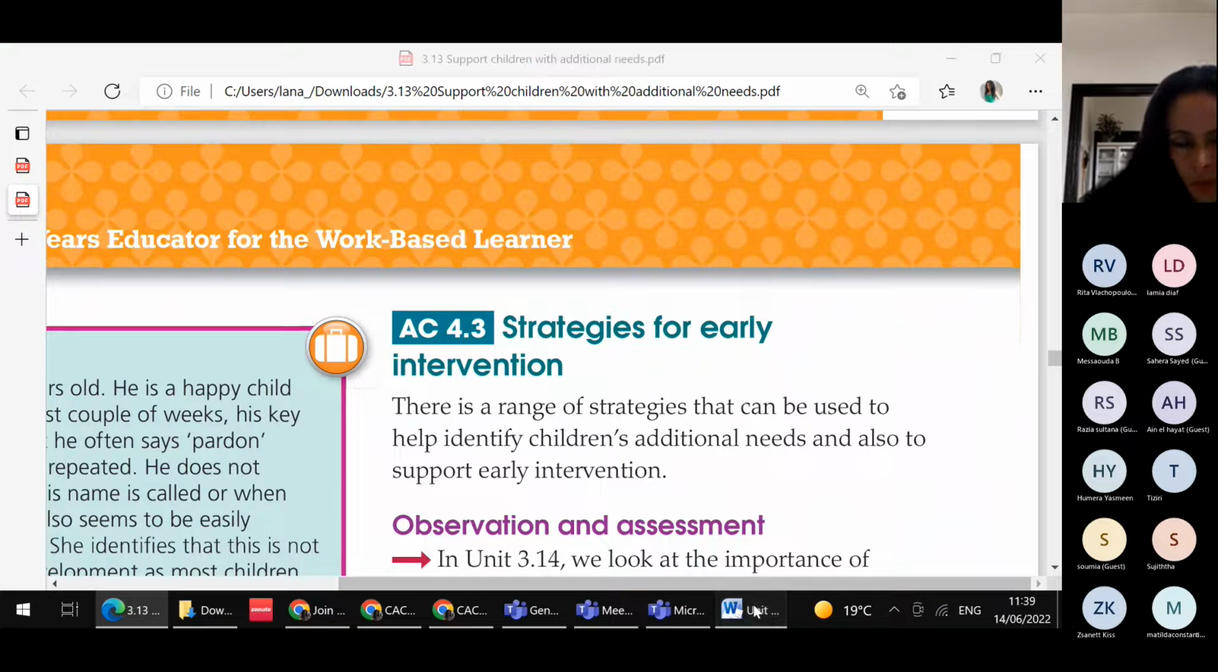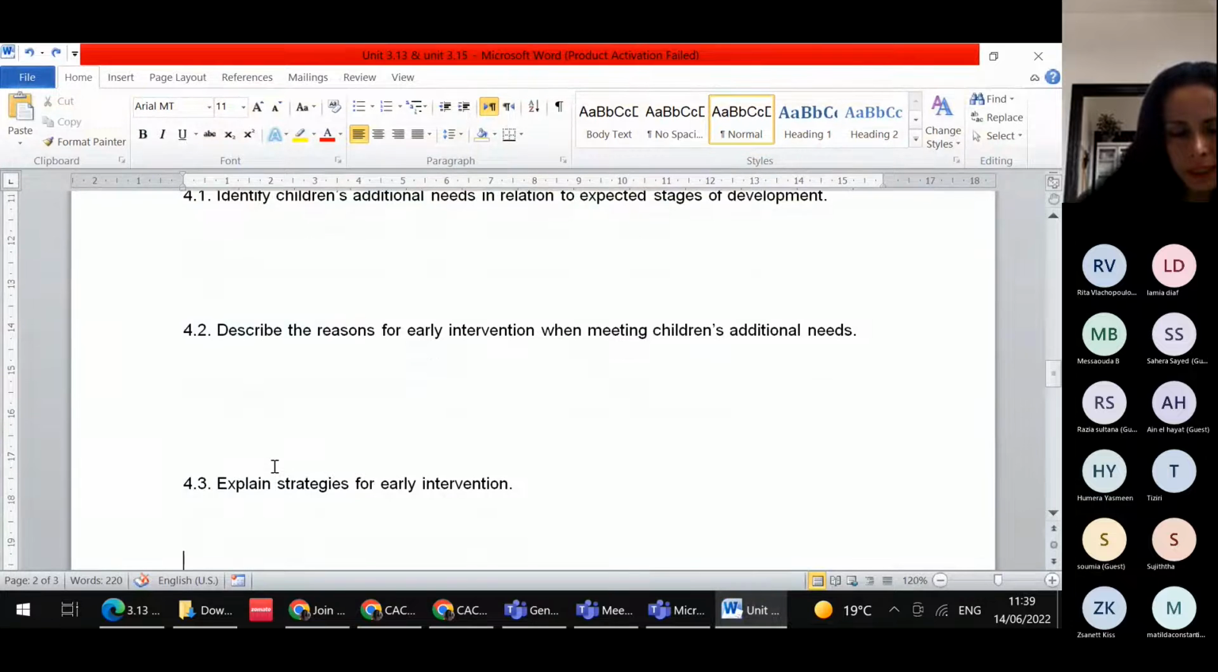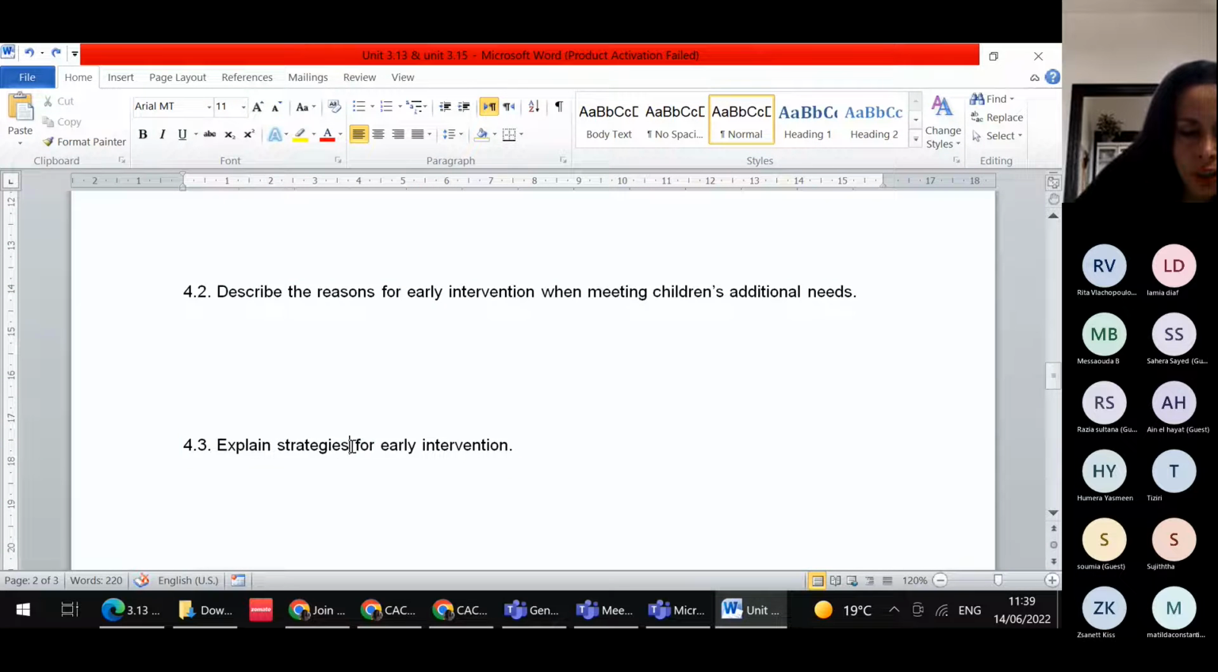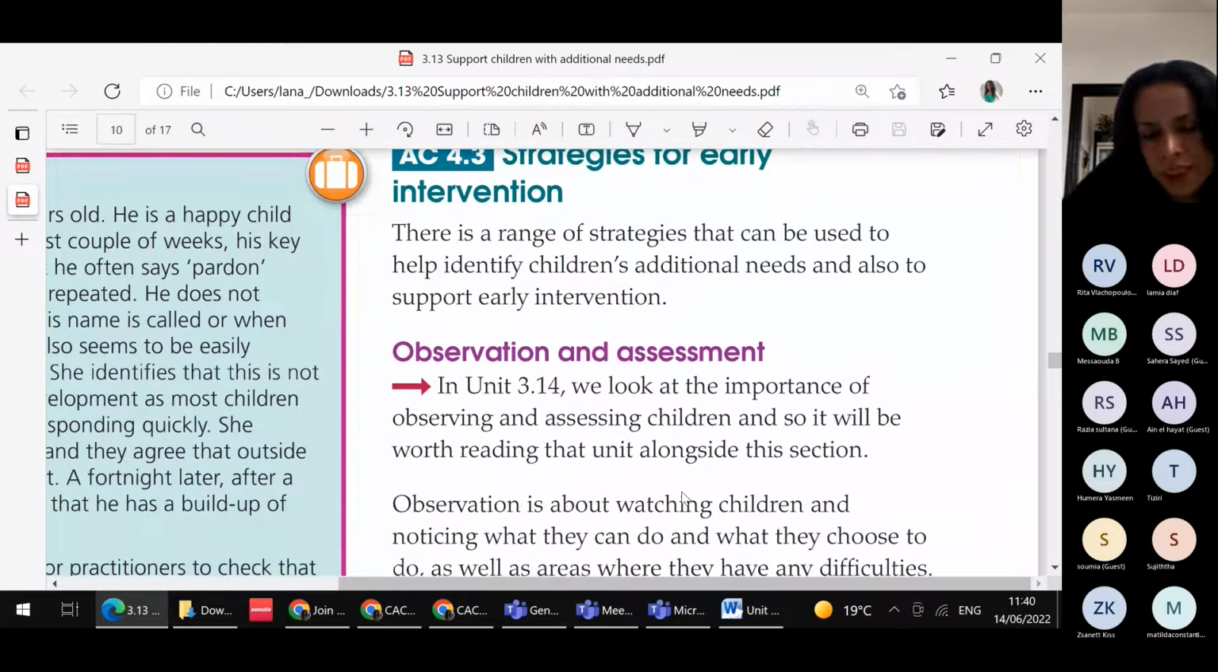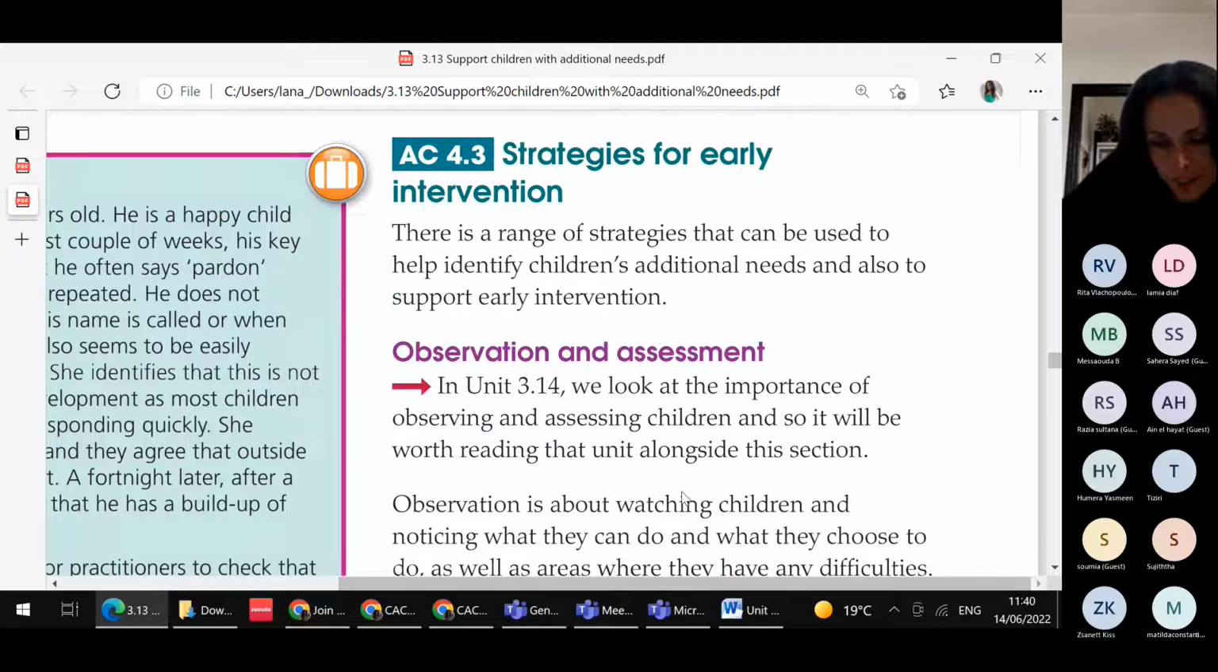Okay, so 4.3, explain strategies for early intervention. So give us some strategies for early intervention. As we said, we can interfere, we can take part, monitor. We said, first of all, we need to observe and assess the children.